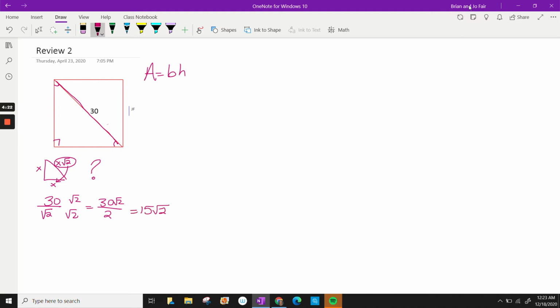So what we just found were the two legs, which happen to be, if this is 15√2, and this down here is 15√2, we just found the base and the height. So we don't have to use the 1/2 AP, we still might have these special right triangles in there. Why don't you go ahead and tell me, what do you get for the area on this?